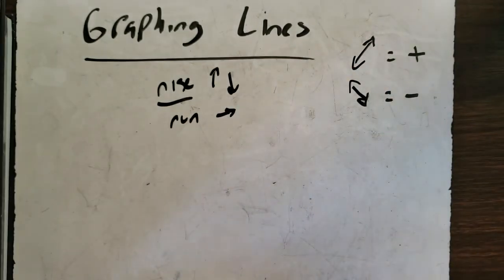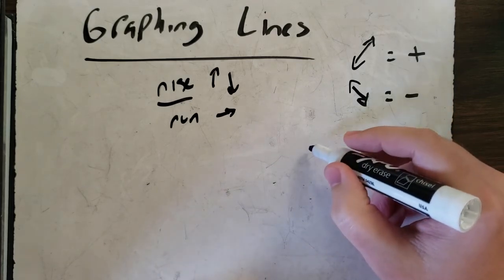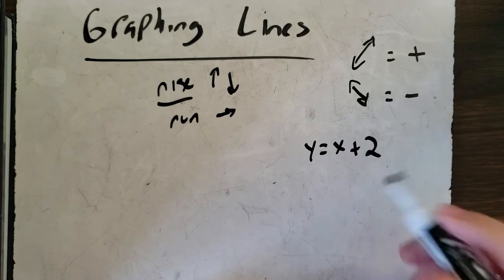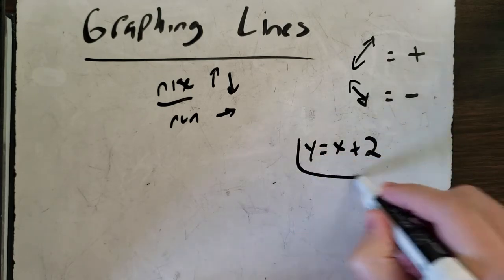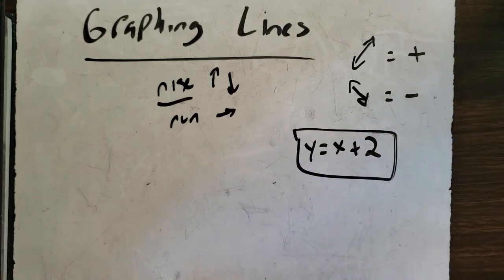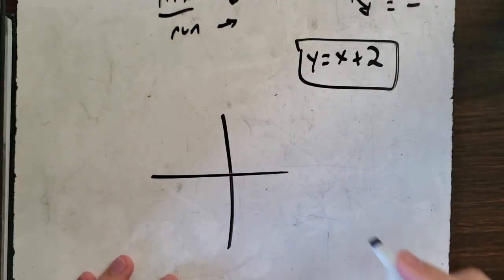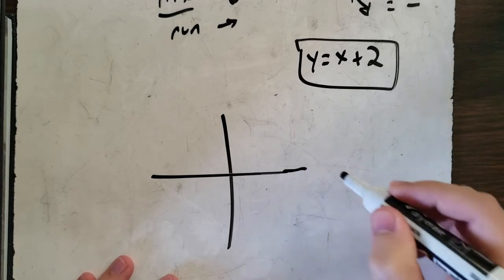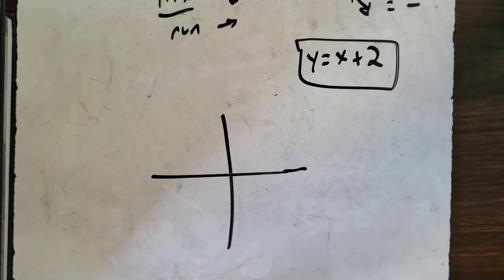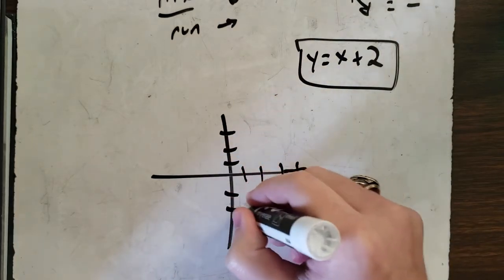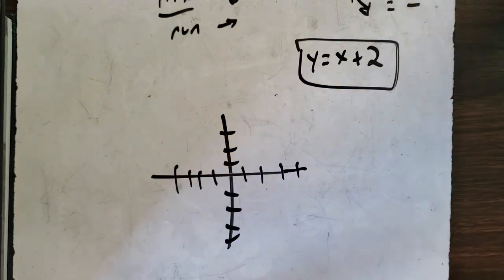Okay, so now let's have an equation. Our equation is going to be y equals x plus 2. Okay, so let's draw a graph. Nothing fancy. I don't have the budget for that. So I'm gonna put some little hashes on it. It's not perfect, but you'll get the general idea.